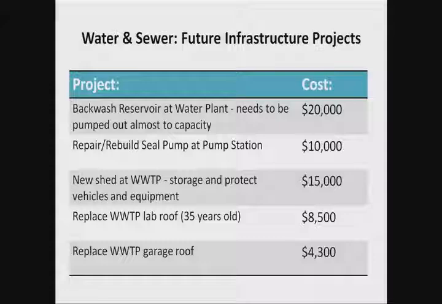Replace the wastewater treatment lab roof. That is a priority for this year. That roof is 35 years old and it is starting to leak. And then the other item would be to replace the separate garage roof at the wastewater treatment plant. So those are some infrastructure projects we're looking to do to maintain and repair our system.